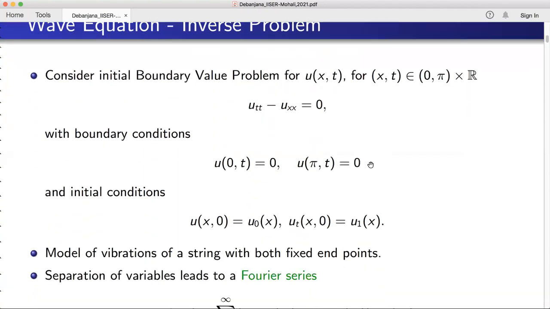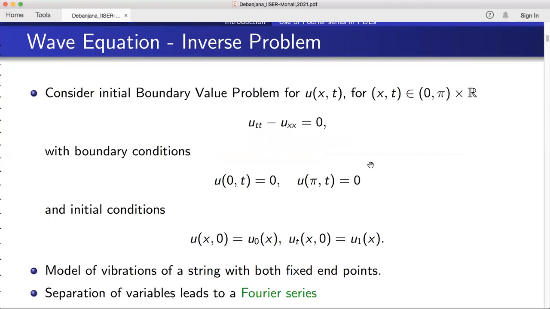So first of all, we start with the wave equation. Mostly, the control problem can be viewed as an inverse problem in particular. Why it is an inverse problem, I will explain a little later. Today we started the discussion with the wave equation.